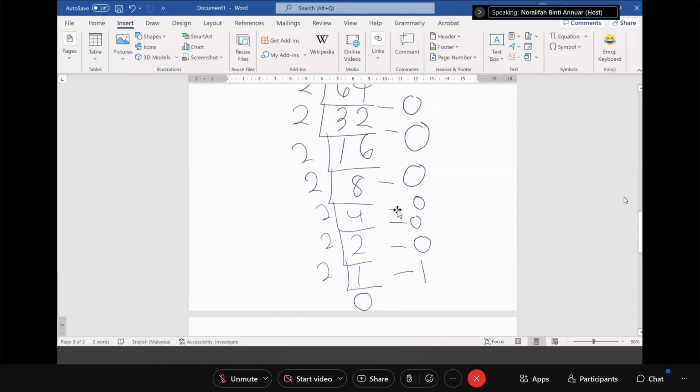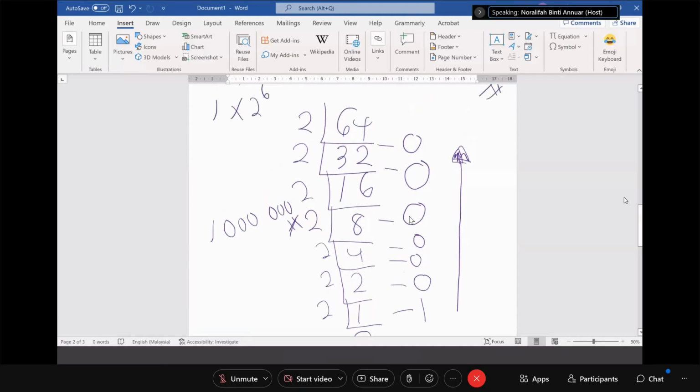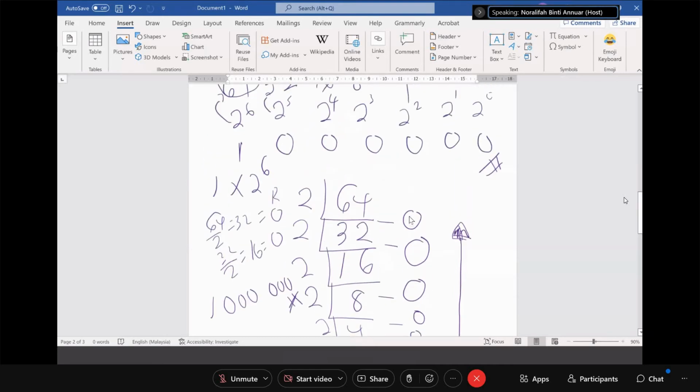Macam mana kita dapat jawapan dia 1000000 tadi? You read from bottom up. Bottom up, then we'll get the answer. Boleh faham? Ada juga orang buat macam ni, ikut awak lah nak kira macam mana. Ada juga orang buat 64, lepas tu 64 bagi 2, 32. Remainder kosong, 32 bahagi 2, 16, tak ada baki.